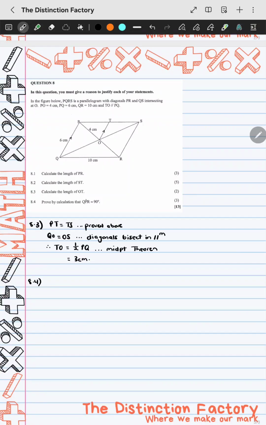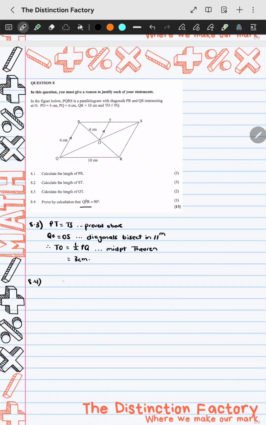All right, so for question 8.4, they want us to prove by calculation that angle QPR, so they're referring to this angle over here, is 90 degrees. The way that I'm seeing us do this is by using the theorem of Pythagoras. We know that this is 4 centimeters, so this line will also have to be 4 centimeters, meaning that it's 8 centimeters in total. So we can use Pythagoras and prove that this is the hypotenuse of our triangle PQR. Therefore, this will then have to be a 90-degree angle there.